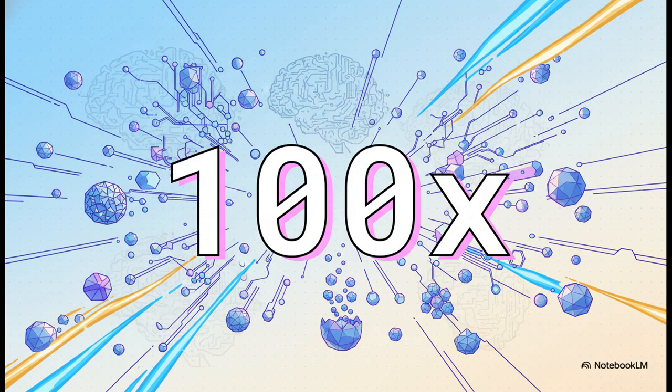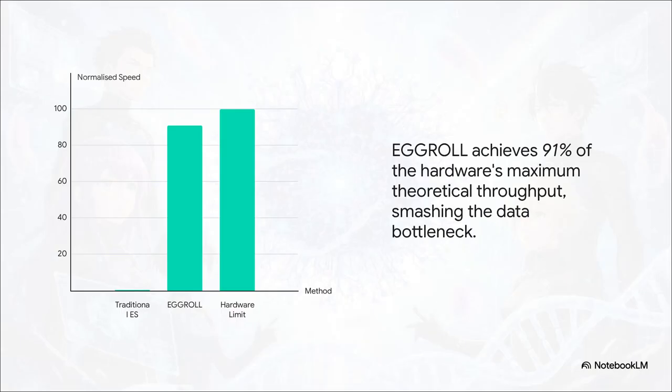How about this? For those massive billion-parameter models, EGGROLL delivers a 100 times increase in training speed. That's not a typo. 100x. Tasks that were just completely impossible before are suddenly on the table. And remember that pathetic sub 1% efficiency from before? Well, check this out.